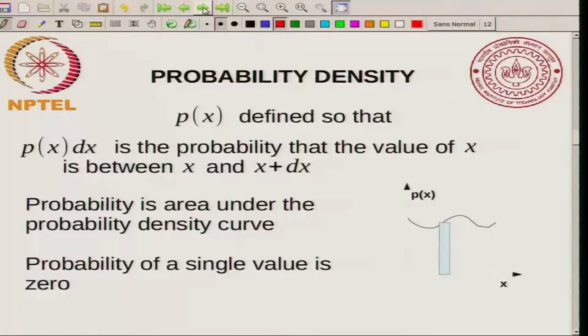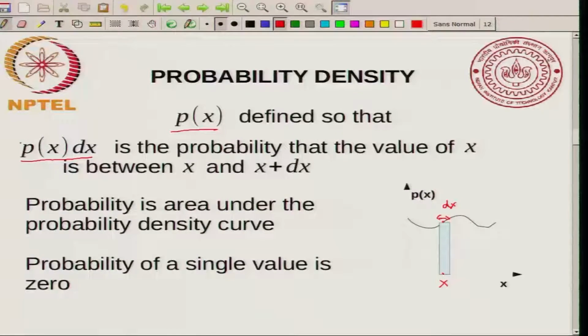So the probability density is actually this function p of x, okay, and p of x is defined in the following way: p of x times dx, where dx is some small interval in x, which I have shown here. So, this is my dx, and p of x times dx is basically this area. So, this is a point x, and this is this interval dx. So, p of x times dx is the probability that the value of x is between x and x plus dx. So, this is the definition of the probability density.